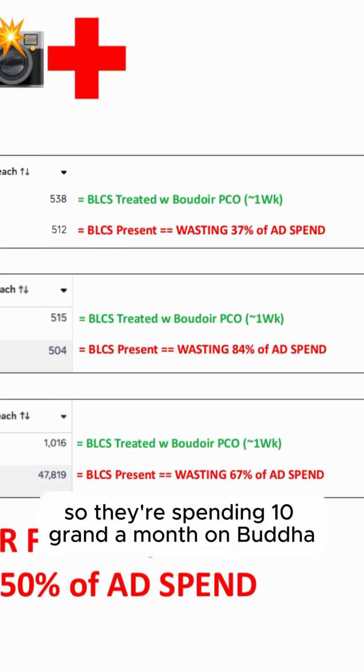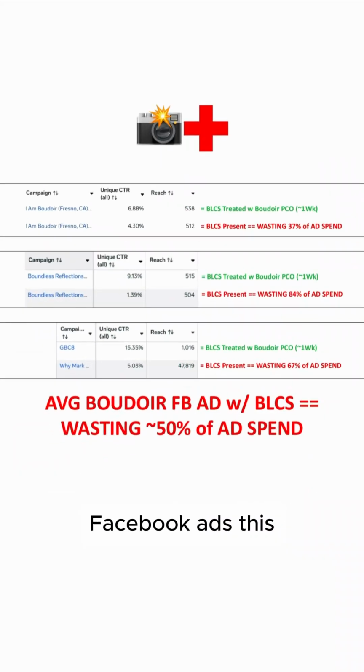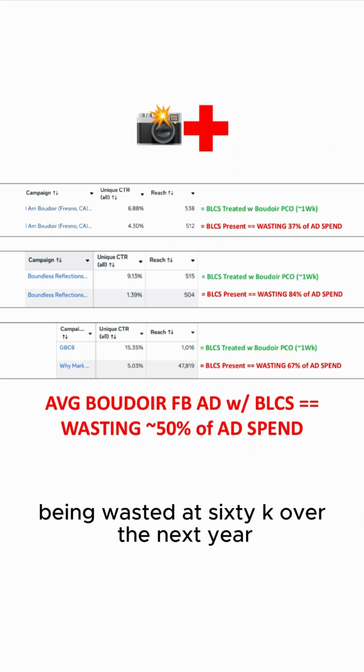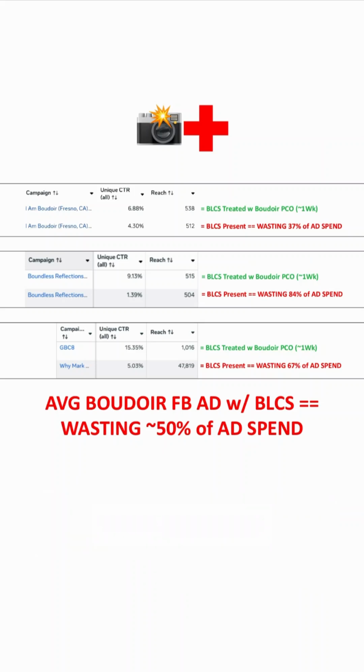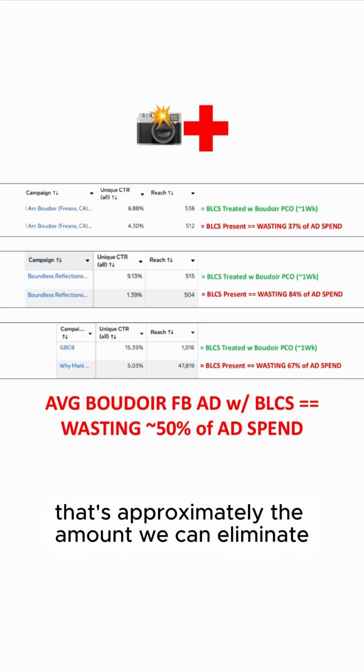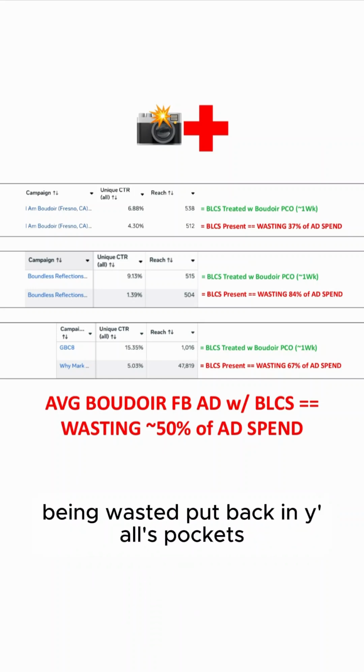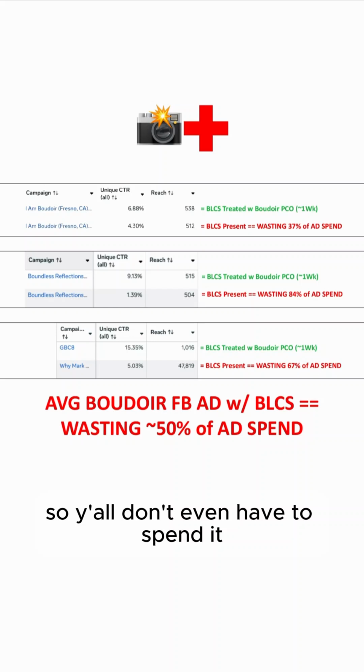So if they're spending 10 grand a month on Boudoir Facebook ads, this means approximately 5K every single month being wasted. That's 60K over the next year. That's approximately the amount we can eliminate being wasted, put back in y'all's pockets, so y'all don't even have to spend it. Y'all can keep it.